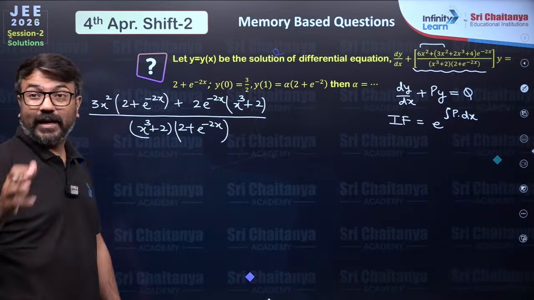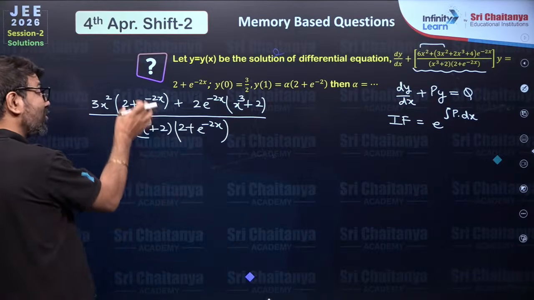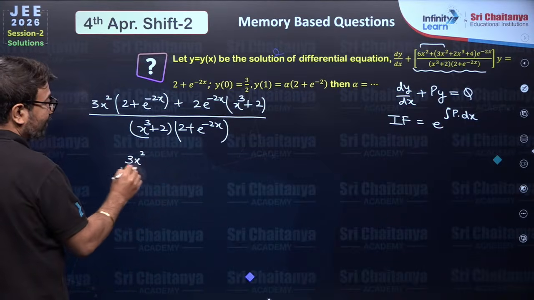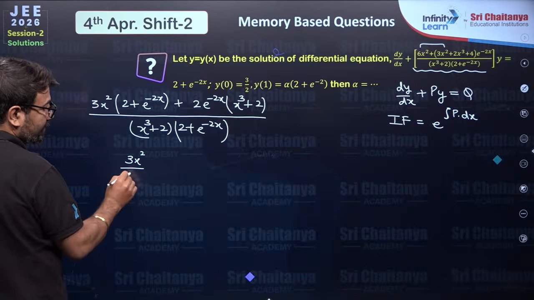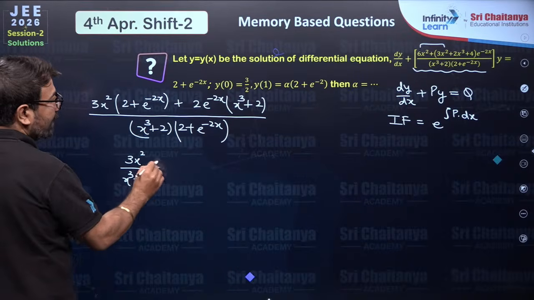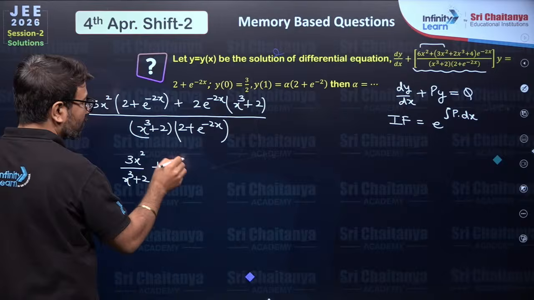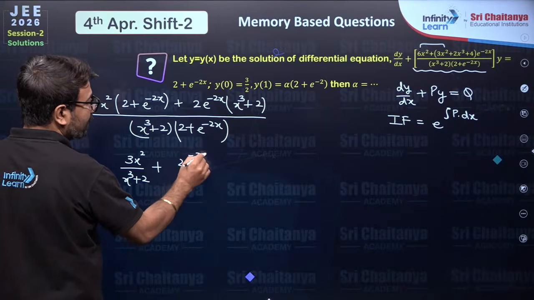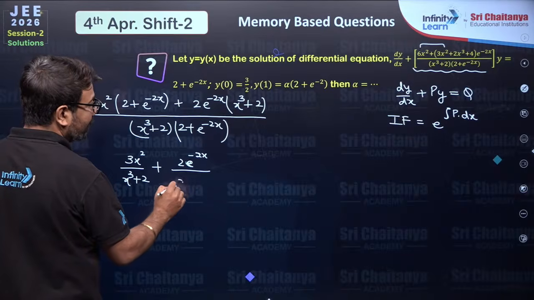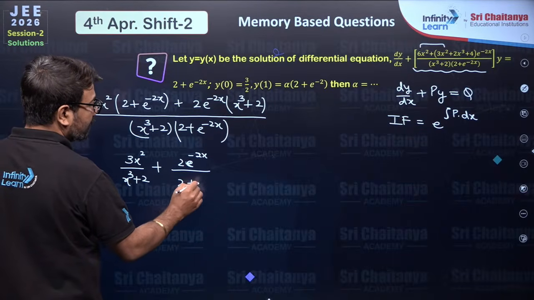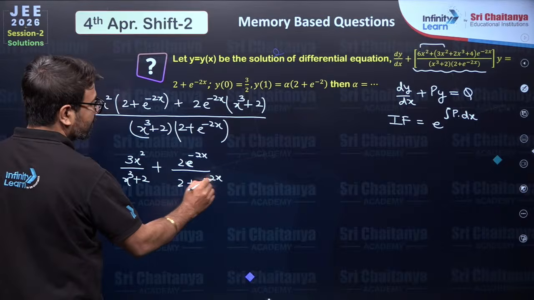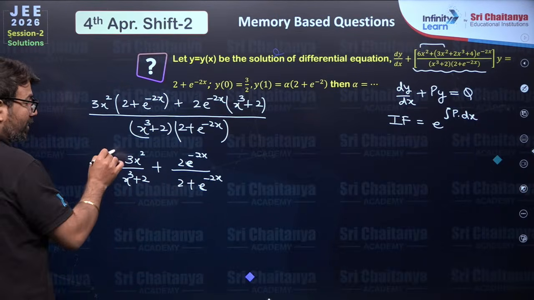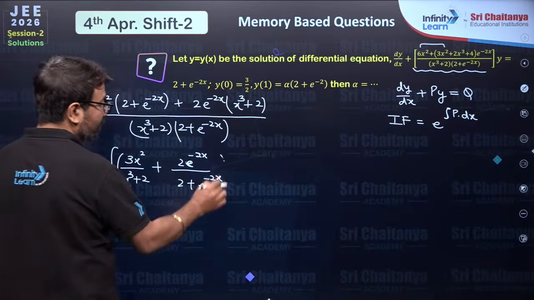Now, bache, if you divide these two terms individually by the denominator, then you will observe that the first term is getting 3x square over x cube plus 2, and in the second term, x cube plus 2 is getting cancelled. So 2 times e raised to the power minus 2x, and then whole divided by 2 plus e raised to the power minus 2x. You are obtaining this as the second term. Now, bache, this is the p that we have got.